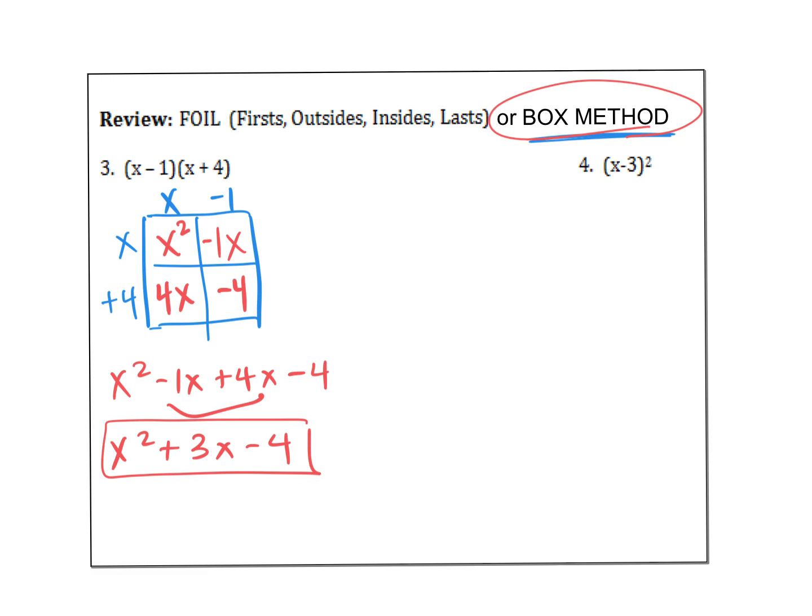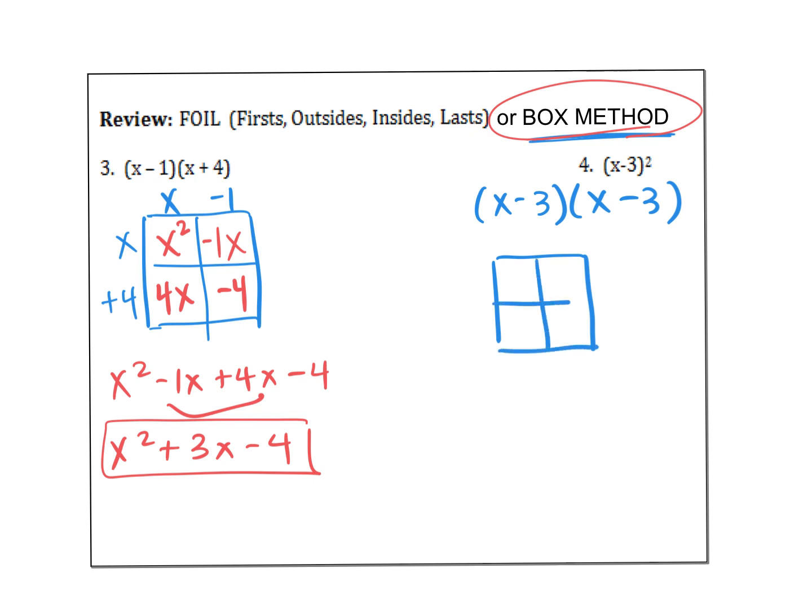So let's try number 4, and let's try to multiply x minus 3 squared. The first thing I want you to remember is x minus 3 squared is the same as x minus 3 times another x minus 3. So if we want to multiply these, we're going to make the box, and we're going to make an x minus 3 across the top and an x minus 3 down the side. And then we're going to multiply all of our different combinations.